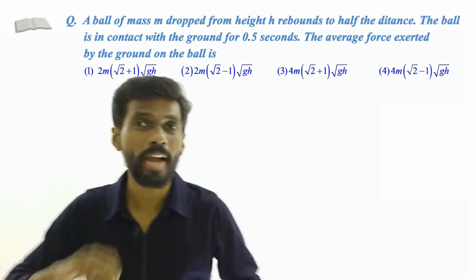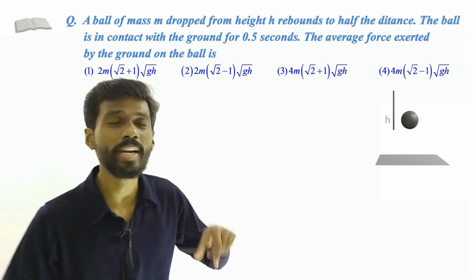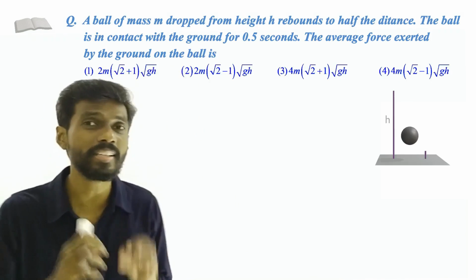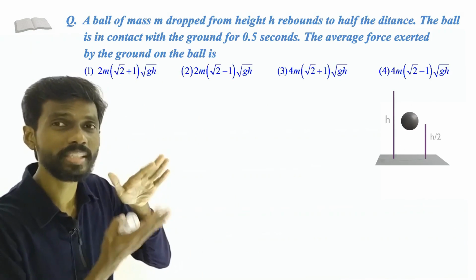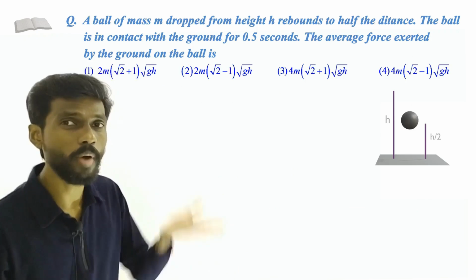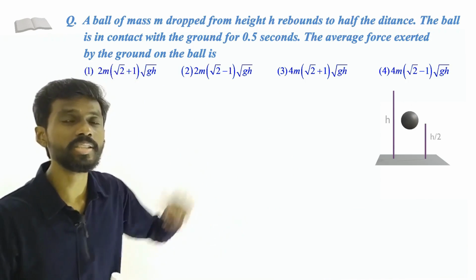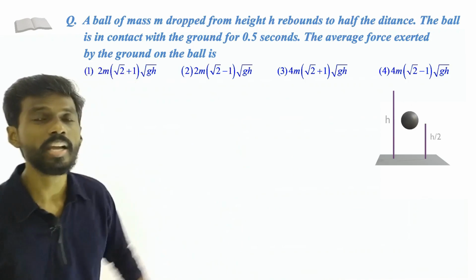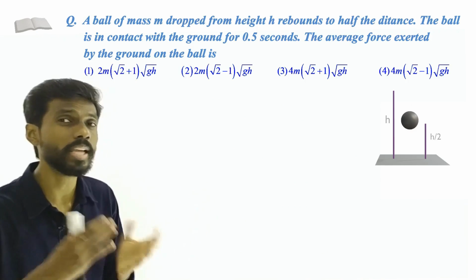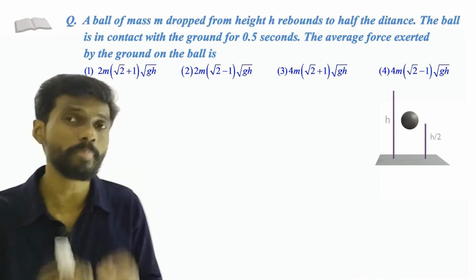When a ball is dropped from a height, the speed of the ball increases because there is a downward gravitational force or downward acceleration. So the speed increases until the ball hits the ground. When the ball touches the ground, it applies a force in the opposite direction. That's why the ball rebounds, right? So the direction of velocity changes. Initially the ball was moving in the downward direction, now it is moving in the upward direction. This change in velocity or this change in momentum is due to the force applied by the ground.